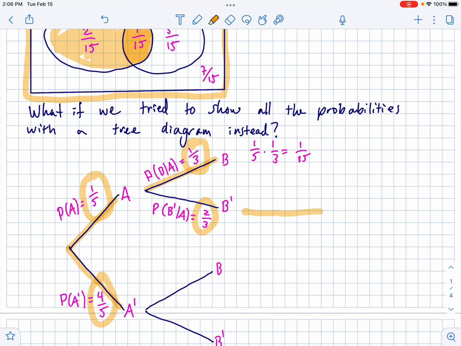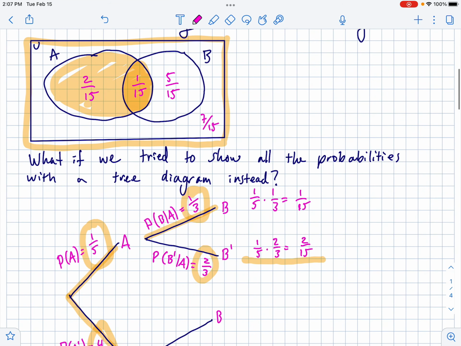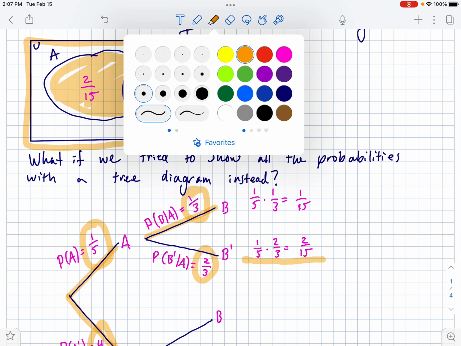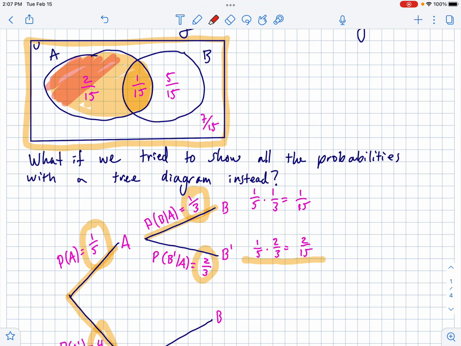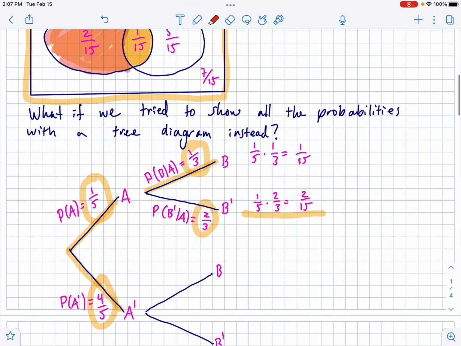Now to find this end of this tree branch right here, for that path, it's going to be 1/5 times 2/3, which is 2/15. Now 2/15 matches up with this section right here. Those are the people taking art but not taking bio, which is what this branch represents. Art, not bio.